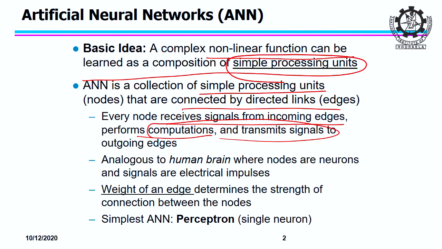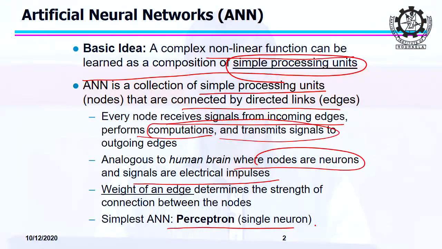Because of the name artificial neural network, we have the analogy to the human brain, where the nodes are represented by neurons and signals are the electrical impulses. The weight of an edge determines the strength of the connection between the nodes. The simplest artificial neural network is the perceptron. That means we will see how one simple processing unit computes operations using a single neuron.